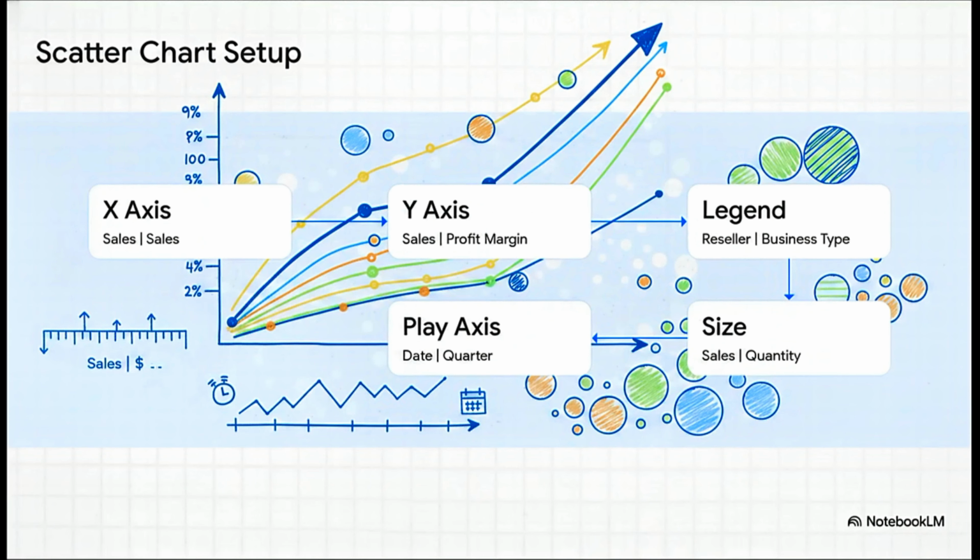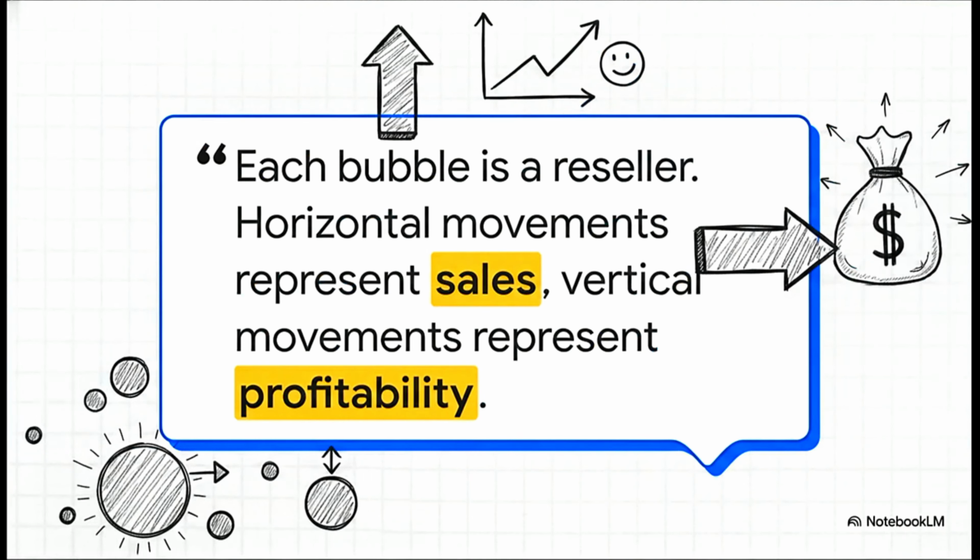Now, putting this together is all about telling a story with lots of layers. So on our axis, we put sales and profit margin. That maps out our basic performance, right? Then we use the legend to color code by business type, and we make the size of the bubbles reflect the quantity sold. But here's the magic ingredient, the play axis. We set that to quarter, and that's what takes a boring static chart and turns it into this moving, unfolding story.